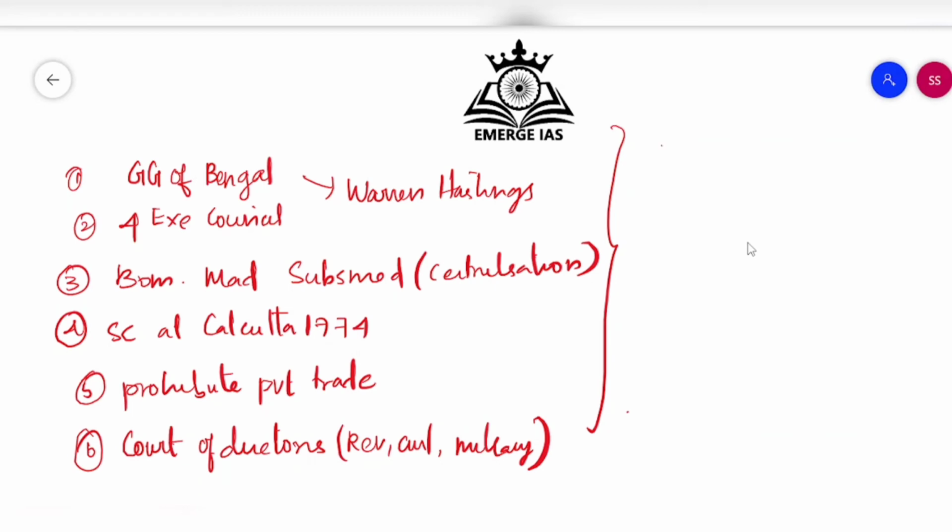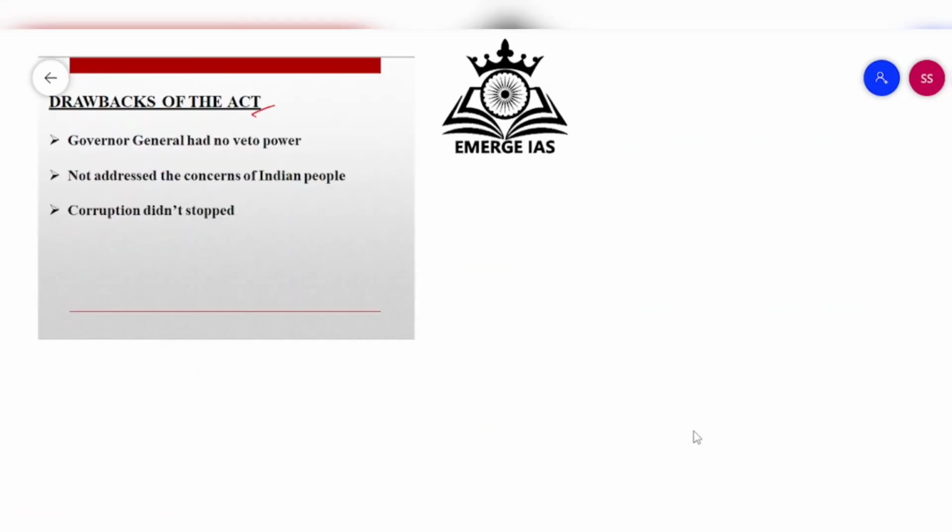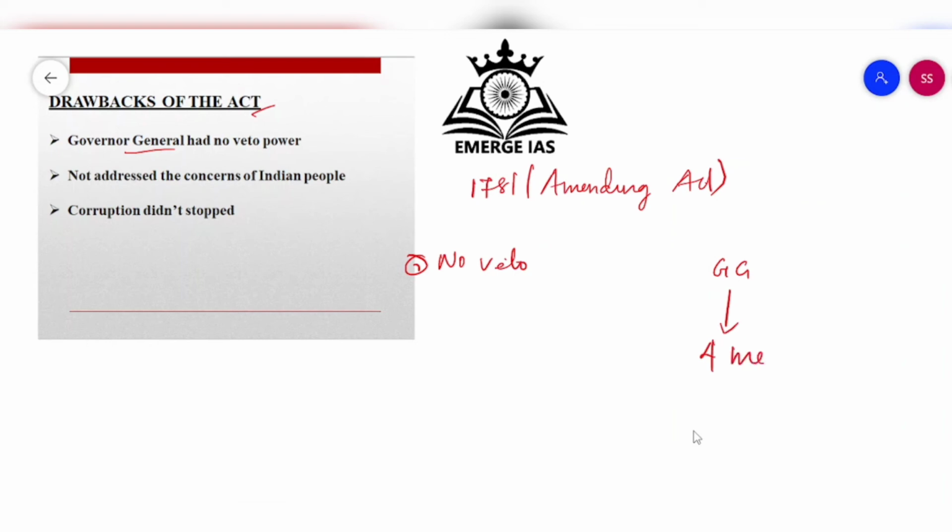And this act also had some drawbacks, and to remedy these drawbacks, another act was passed in 1781, which was known as the Amending Act. First we have to know about the drawbacks of the Regulating Act of 1773. In this Regulating Act, the Governor-General of Bengal had under him a 4-member executive council, right? But this Governor-General had no veto power. That means if the executive council of 4 members passes a resolution or a bill, the Governor-General has to approve this.